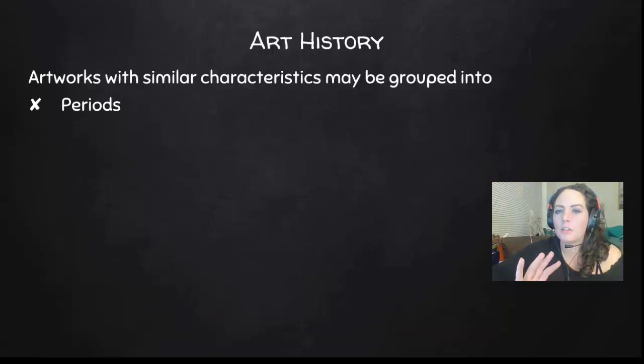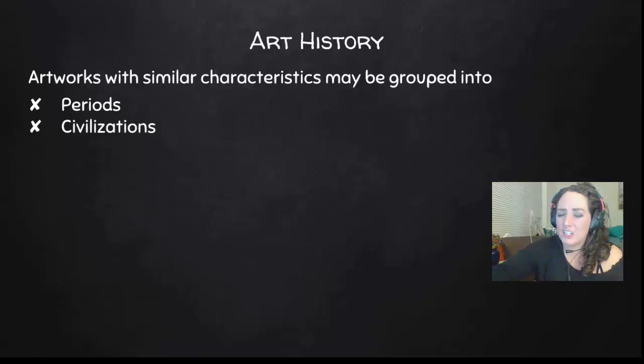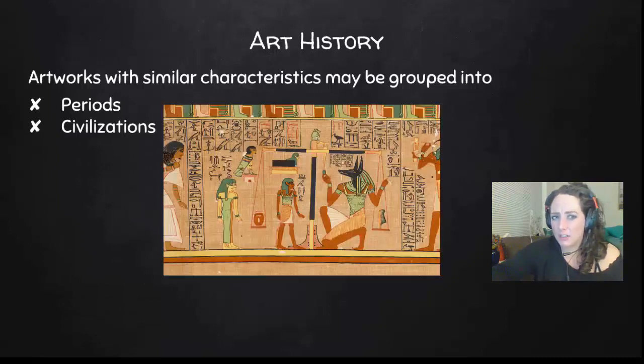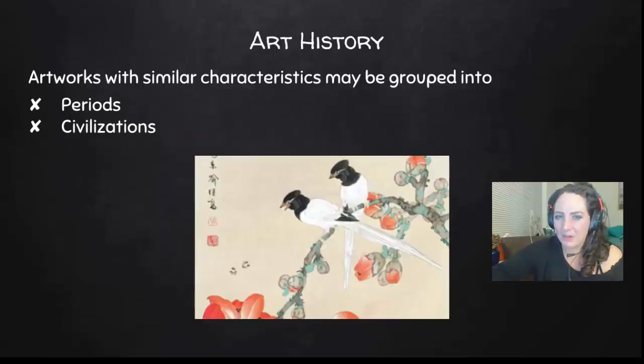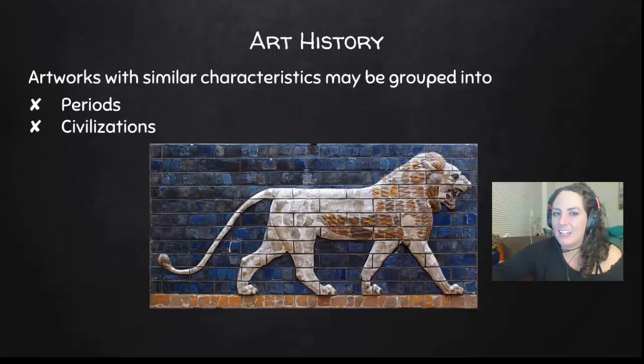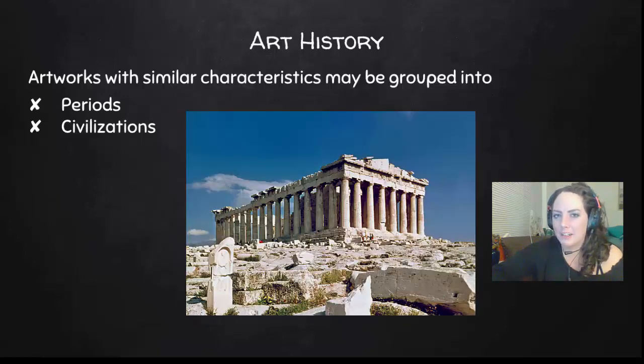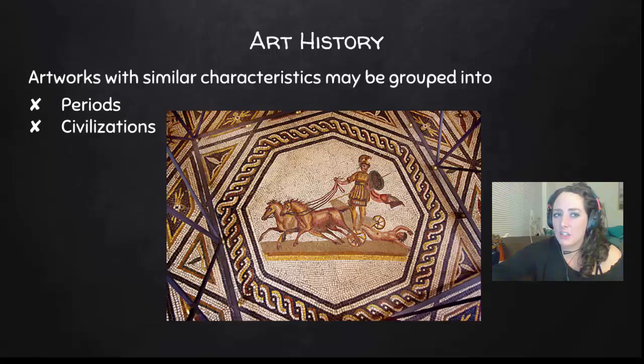Then you have civilizations. So civilizations would be like when we talk about Egyptian art or ancient Chinese art or Mesopotamian art, ancient Greek art, Roman art. So those are civilizations. Those are groups of people that created this art.